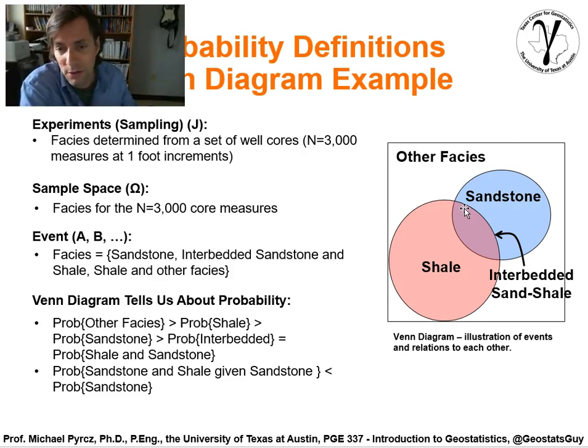And then finally, you'll notice that the circle, or the areas for shale, sandstone, and both, do not cover the entire omega area, all possible outcomes. And so that tells us immediately that there must be some other facies beyond shale and sandstone and the interbedded that we are not talking about with our specified events. There are other things that can happen too.